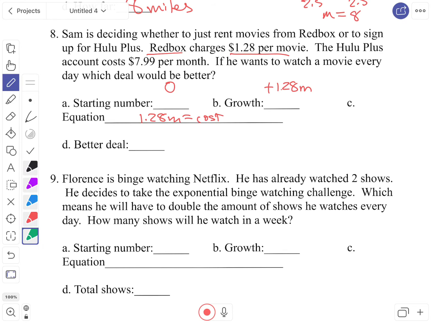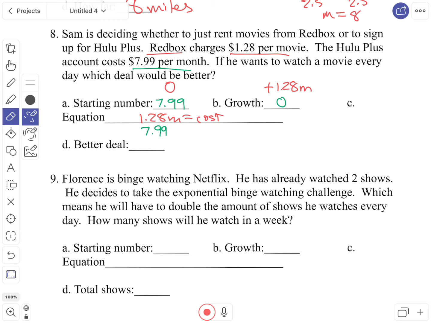Okay. Now for Hulu, it's $7.99 per month. Doesn't matter how many movies you watch, so actually that's our starting number, and there's no growth because there's nothing per movie. So it would actually just be $7.99. You could put plus 0m, but that again isn't going to do anything for you. So it's just equal to the cost. So Hulu's going to be $7.99. Redbox depends on how many movies you watch, which depends on how many days we're talking about.